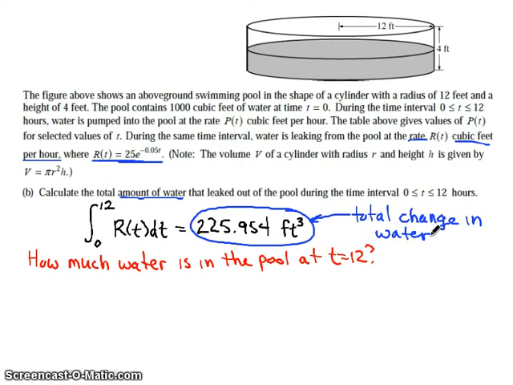So we need to think about our initial value. How much water did we have at the beginning of our time interval? So if we look back up at the top, we have 1,000 cubic feet. So that 225 is the answer to B, how much water has leaked out. But if they ask how much water is in the pool, we have to say our initial 1,000 cubic feet, and then we would take away how much we changed. So again, that 225.954 is going to be the total change in the antiderivative, the total change in the amount of water that we have. So if you were to do that, we'd get 774.406.